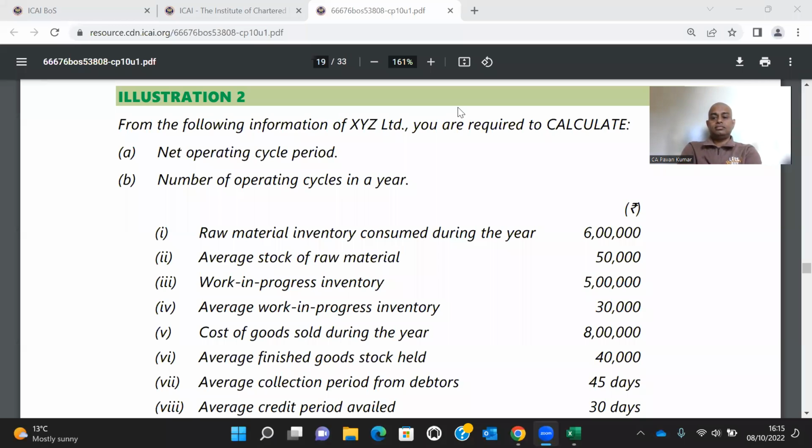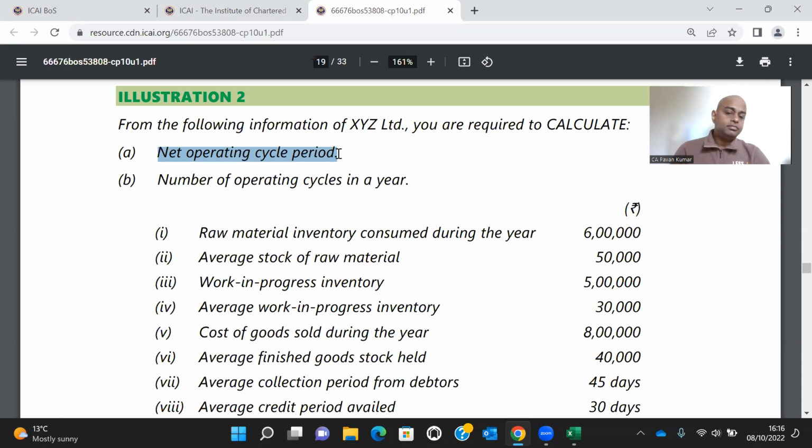From the following information of XYZ Limited, you are required to calculate the net operating cycle period and the number of operating cycles in a year. What is the net operating cycle period? Gross operating cycle means R plus W plus F plus D, only current assets. Net means current assets minus current liabilities. So when you subtract C, it becomes the net operating cycle. R plus W plus F plus D is the gross operating cycle; minus C is the net operating cycle. Is this clear?